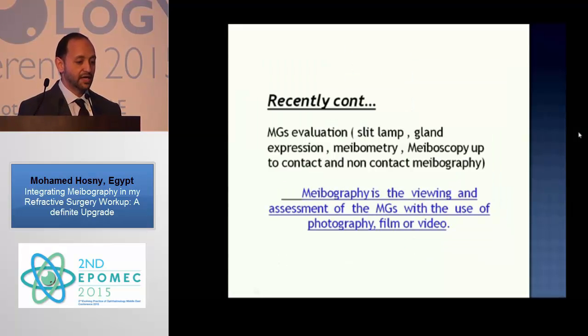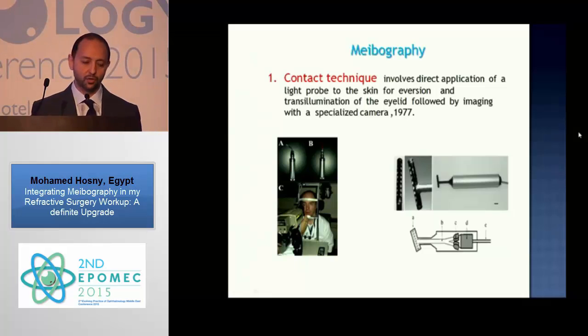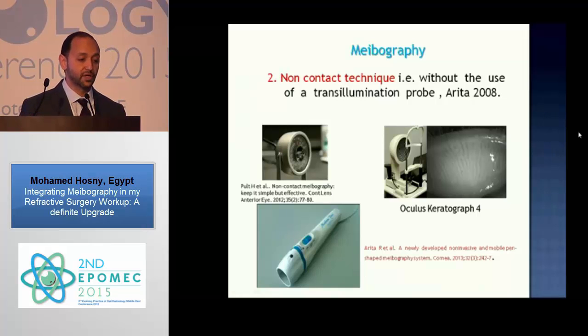Meibomian gland evaluation, though, has been very important in evaluating dry eye, and it is the viewing of the Meibomian gland with the use of photography, film, or video. Meibography, classically, or in the old times, was done with a contact technique. This has been done since 1977. You put a probe, you invert the eyelid, and this is an infrared camera that captures the Meibomian gland structure. Recently, there are non-contact techniques without the use of a trans-illumination probe.